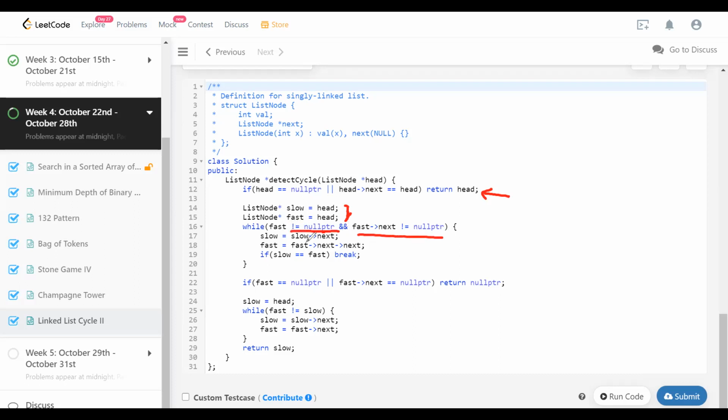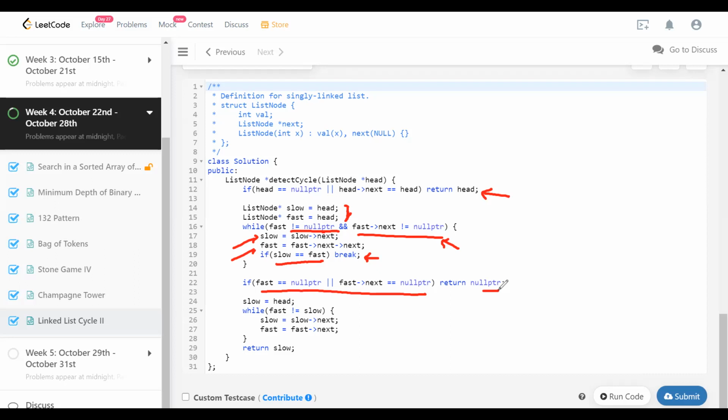That means either fast is at null or fast is at the tail of the linked list in a null terminated linked list. And every time slow goes to next, and fast goes to next of next. So if they meet, that means there is a cycle, and we are going to break out of this instruction. If there is no cycle, we are going to break out of this condition. All right. So if we break out of the while loop on this condition, that means there is no cycle. We are going to check that here and then return null pointer. In this case, there was no cycle.